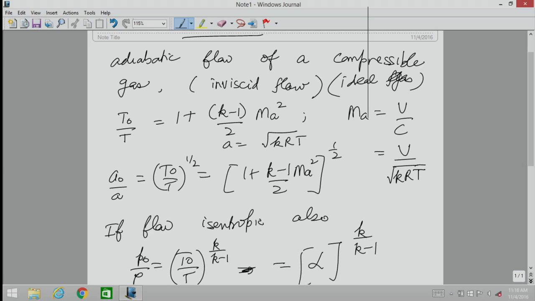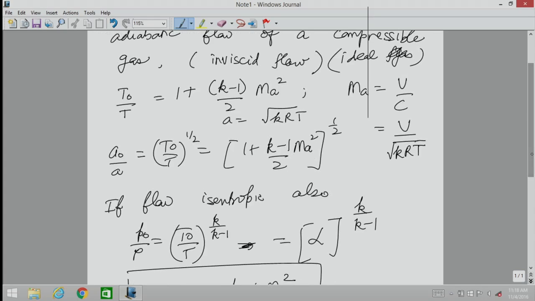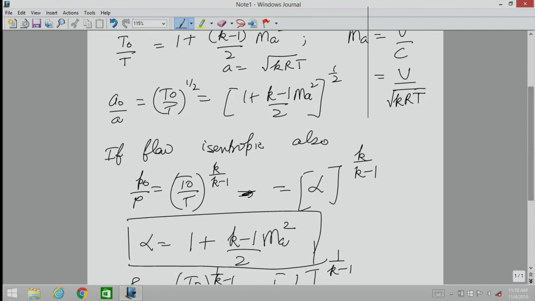Now, the flow could be adiabatic, but if it is also isentropic, then in an isentropic flow, for ideal gas, we have relations which relate the state of two pressures and temperatures with the help of gammas, or Ks. So this relation: P0 by P is equal to T0 by T to the power of K by K minus 1. This is what you have seen in thermodynamics as isentropic flow relations. So those also we can use, and using this we can find a relation between P0 and P.